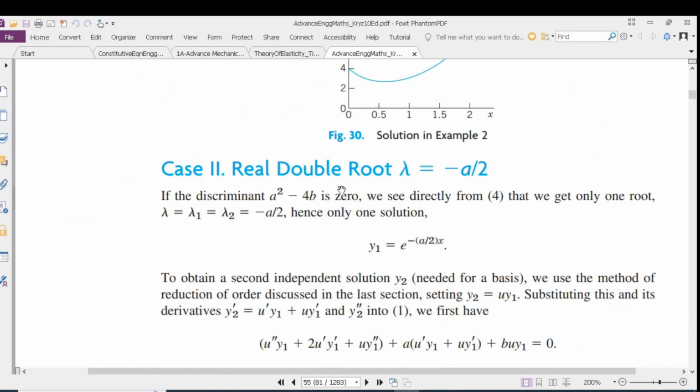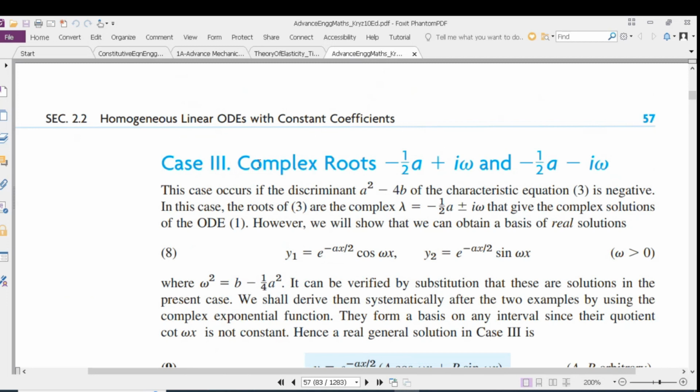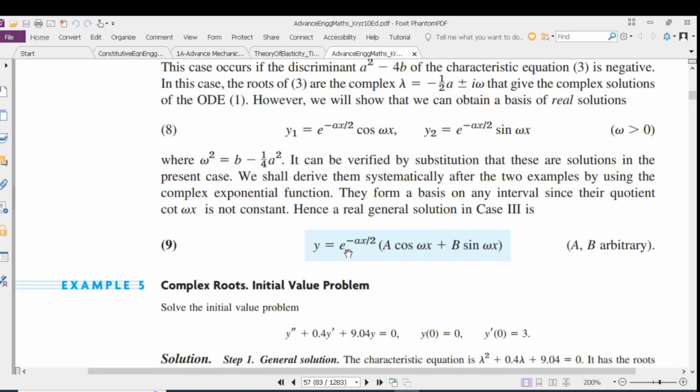In the second case, our y1 is equal to e power minus a by 2 x. Thus, in the second case, we have y equal to c1 plus c2 x, times e power minus a x by 2. For case 3, which has got complex roots, its y is equal to e power minus a x by 2 times the bracket a cos omega x plus b sine omega x.